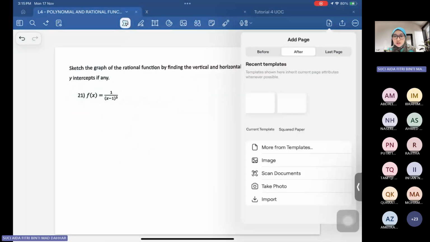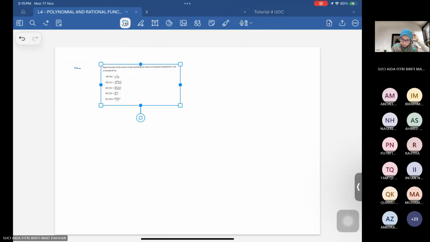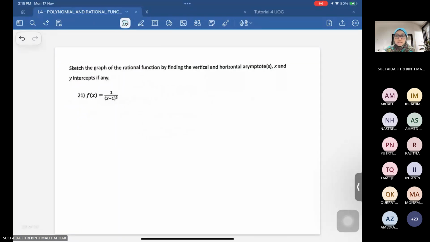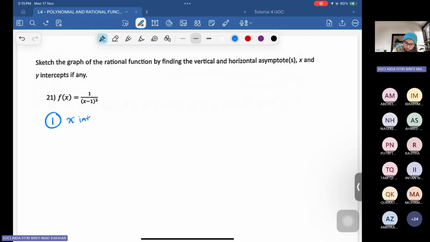Okay, let's continue with the tutorial questions. Sketch the graph of the rational function. Okay, let's follow the same 5 steps as before. So the first step is getting the x-intercept. How do we get the x-intercept? By taking y equals 0.